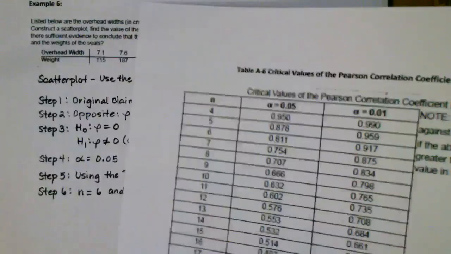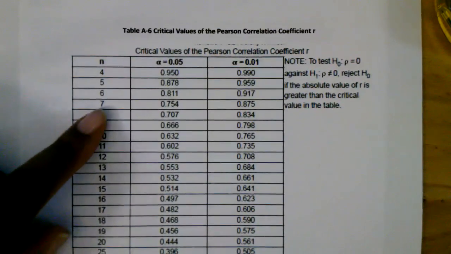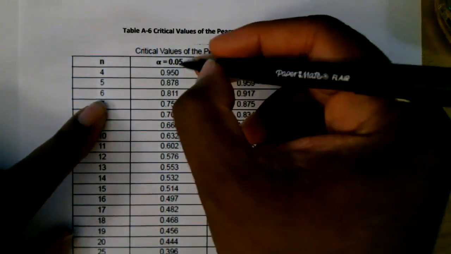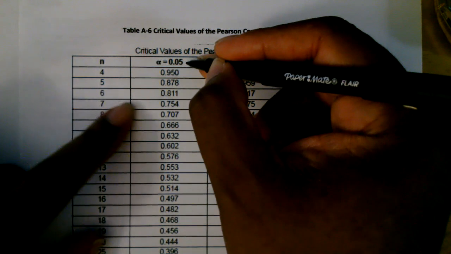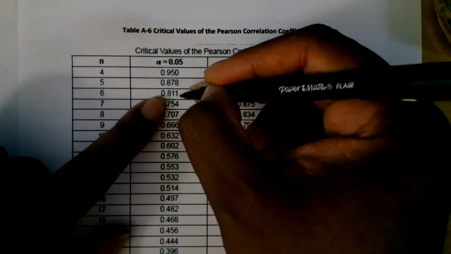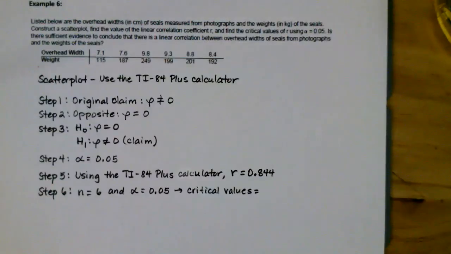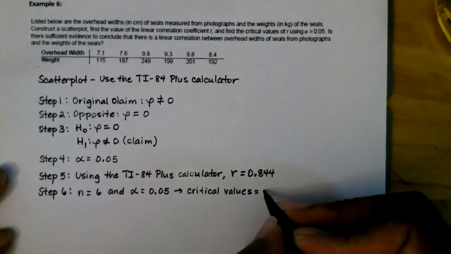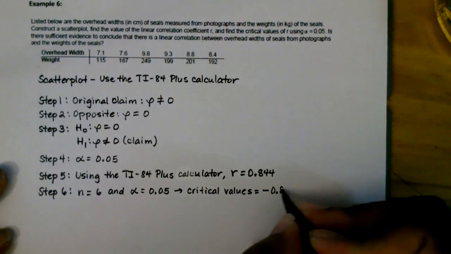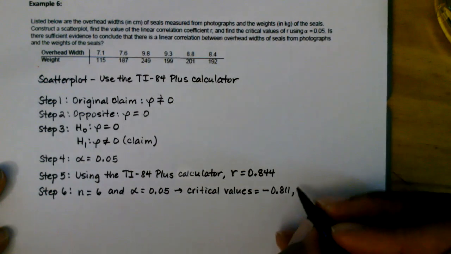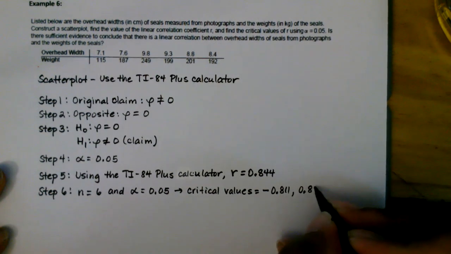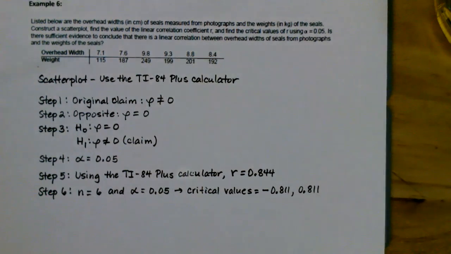So here's table A-6. Your N is 6, your alpha level is 0.05. So that means if you go across and down, you'll see the critical value 0.811. And there are 2 of them, by the way. One's negative, so there's negative 0.811. And the other one is positive 0.811. So you got 2 critical values here.